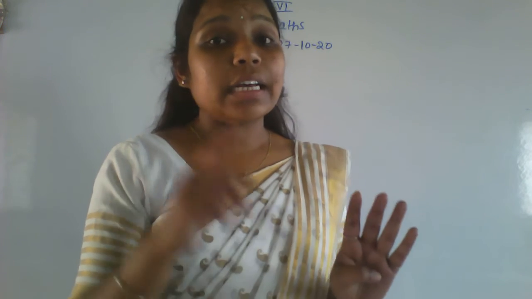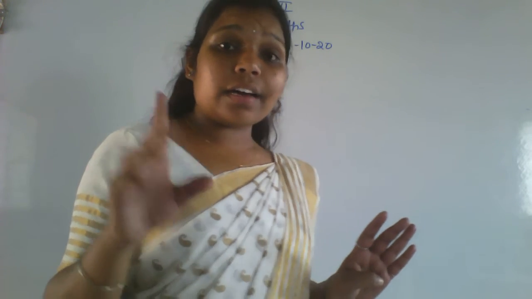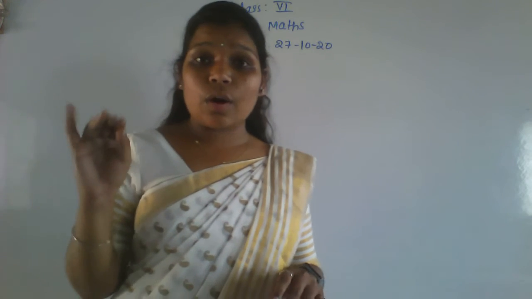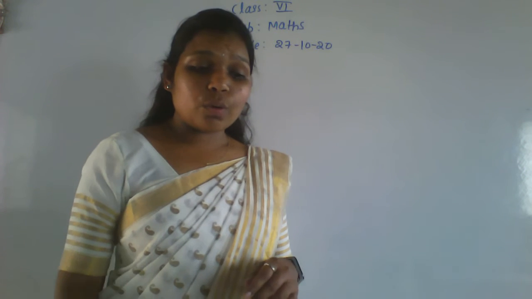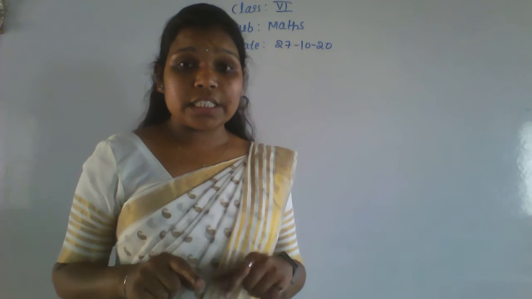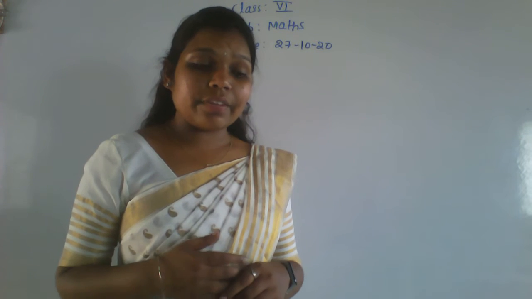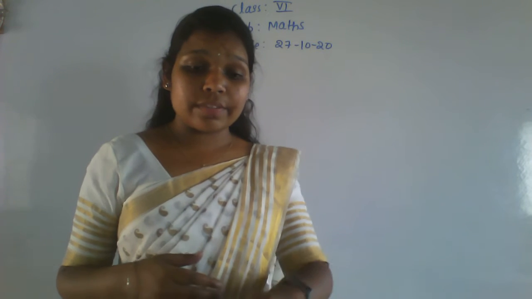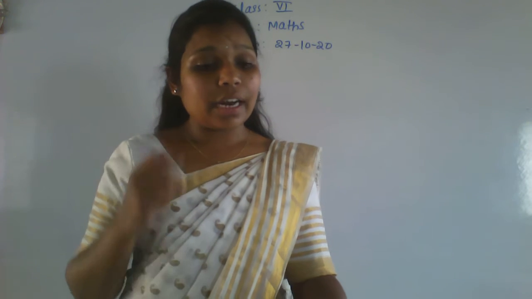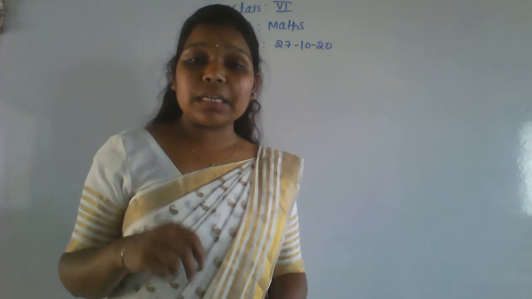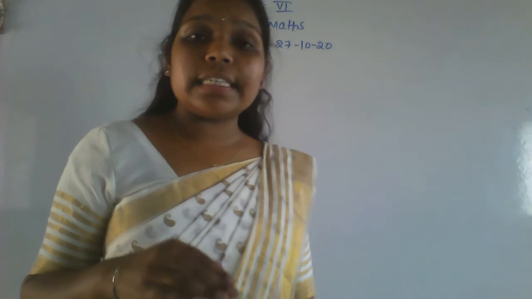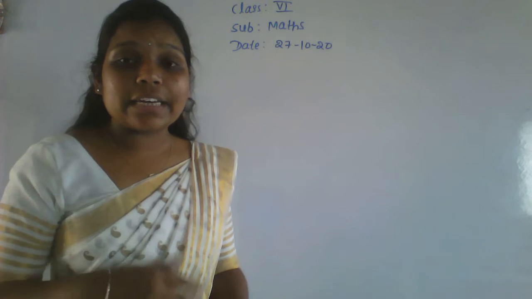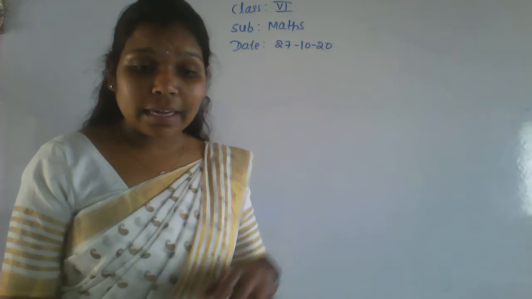So once again I'll recall everything. Divisibility by 2 means in the ones place the number should contain a 0, 2, 4, 6 or 8, right? And divisibility by 3 means the sum of all its digits is divisible by 3. Then we can say that it is divisible by 3, right? Same way, divisibility by 4 means the last two digits must be 0 0 or must be divisible by 4.